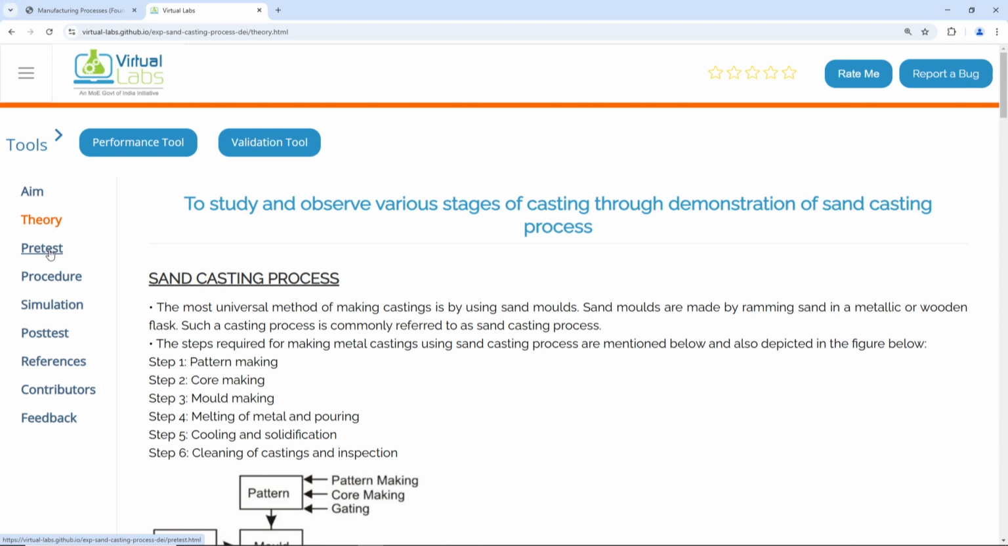We will just go through the next step given here, that is the pre-test. Aim, theory, pre-test. Pre-test means to test your knowledge about casting before actually embarking upon the simulation. The simulation means you are going to do the casting in a virtual environment. Before going there, what knowledge should you have? You might have read about casting, about the mold, about the cope and drag method. For that, a few questions are there.